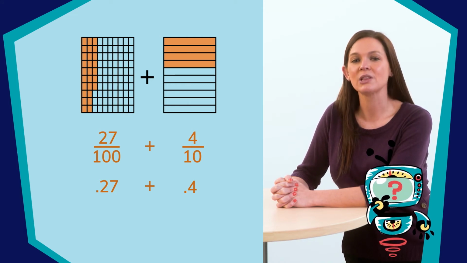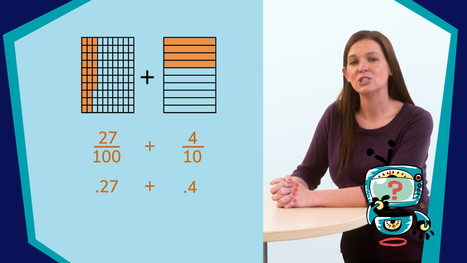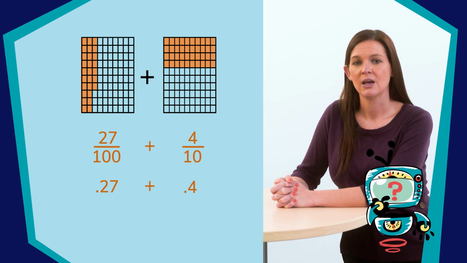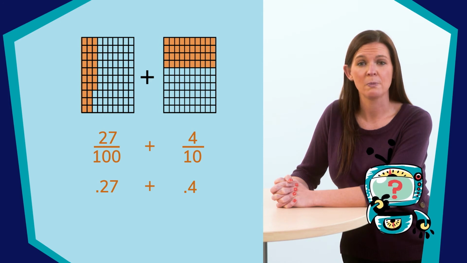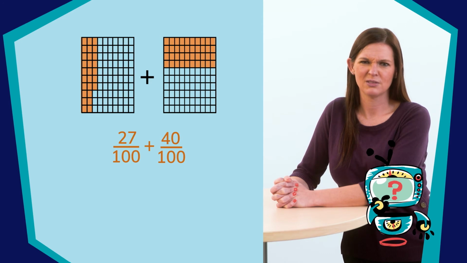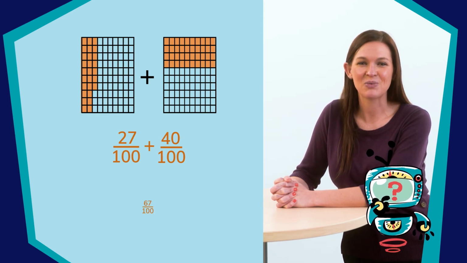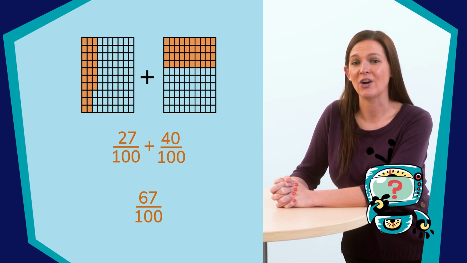I can see that there's a relationship between these values from the place value chart and the models we have done so far. We can divide each tenth into 10 equal pieces, and that will give us hundredths. After that, I can rewrite the fractions and the decimals to match the new model. So what is 27 100ths plus 40 100ths? 67 100ths. Great job. Let's make a model for that and place it on the chart as well.